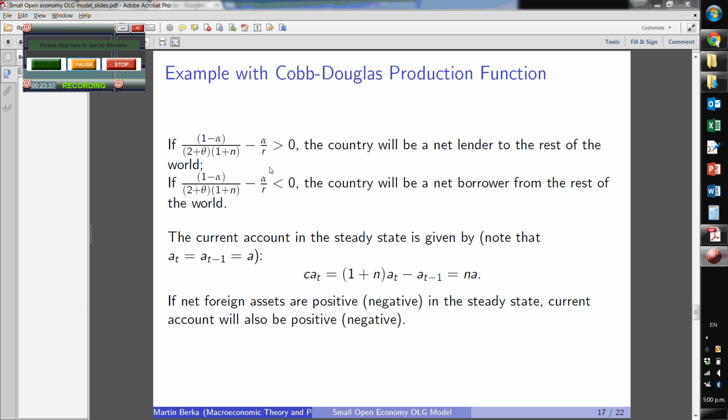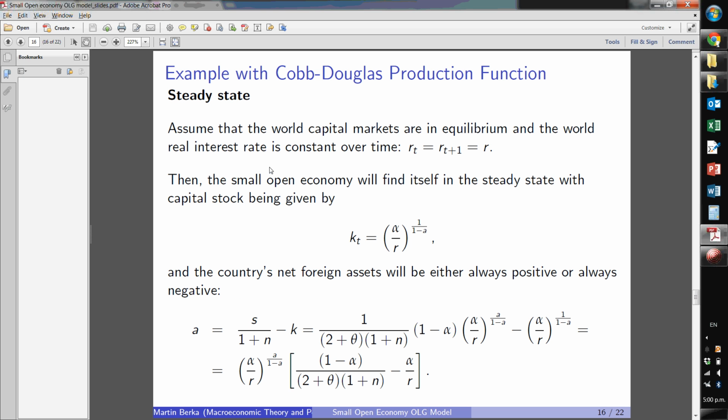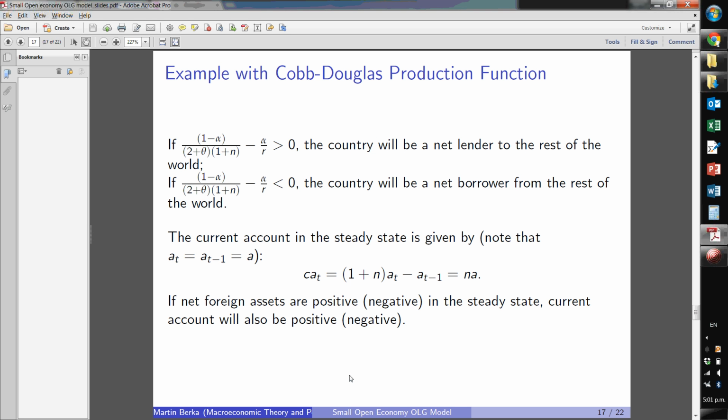Okay, so returning to where we were on slide 16, the last condition can be expressed in a steady state in the following form. Net foreign assets in the steady state can be positive or negative depending on which of the two components of the expression in parentheses is greater. If this is greater than that, then obviously everything is going to be positive, and if it's the other way around, it's going to be negative. So we could have a country which is a net lender forever, or a country which is a net borrower forever from the rest of the world.